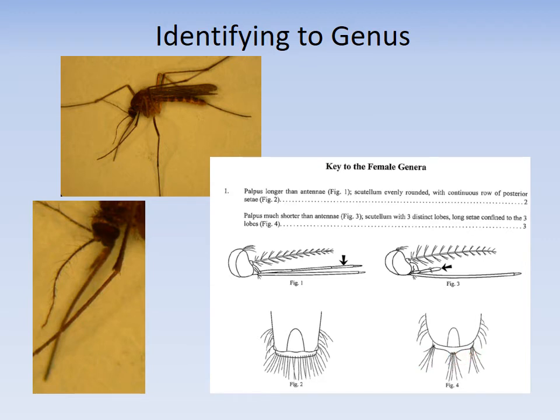I don't have a picture of this last characteristic, but if you're looking at your specimen now, you can pull back the wings and check it out for yourself, making sure that, yes, the palpi matches this. Does the scutellum match that?